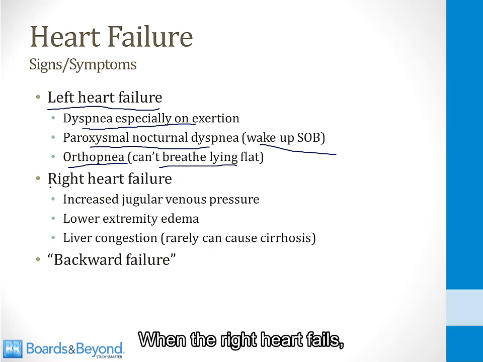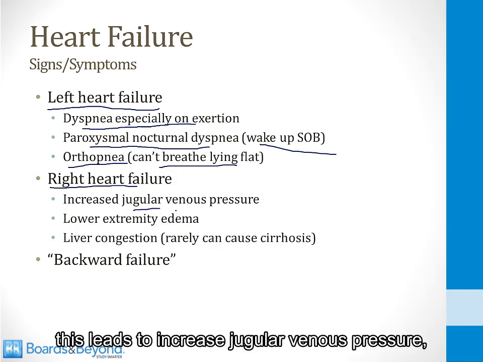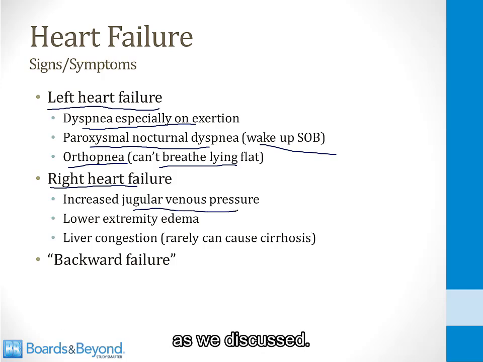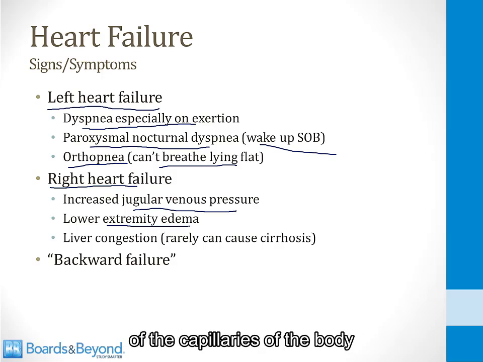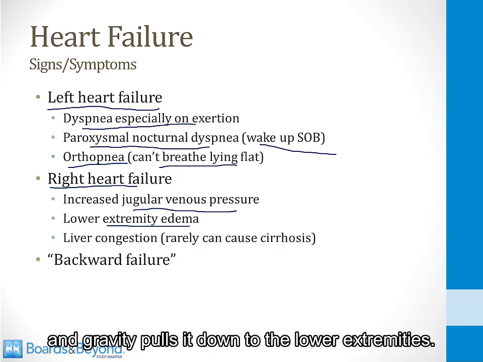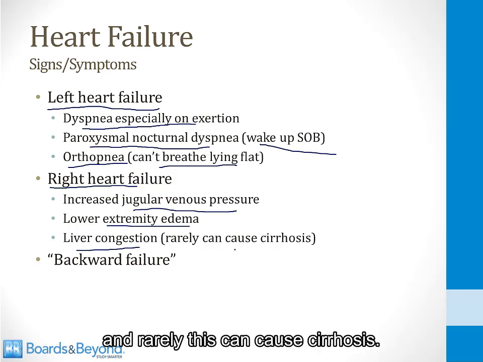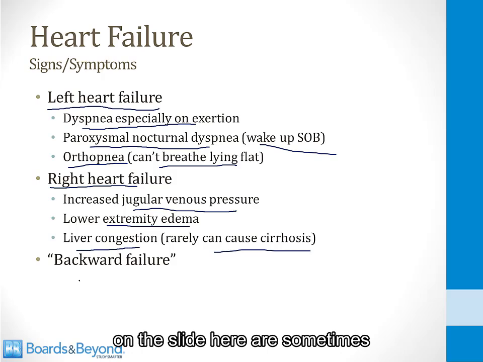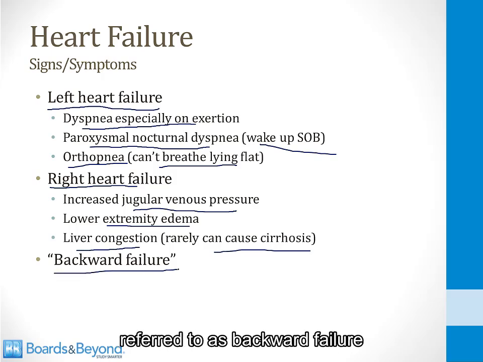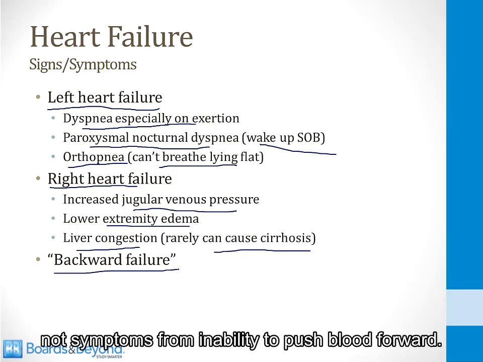When the right heart fails, meaning when there are high pressures in the right ventricle and right atrium, this leads to increased jugular venous pressure, as we discussed. That can lead to edema in the lower extremities. Basically, blood is pushed out of the capillaries of the body and gravity pulls it down to the lower extremities. It can also lead to liver congestion, and rarely this can cause cirrhosis. And these type of symptoms I've shown on the slide here are sometimes referred to as backward failure because they are all symptoms of blood backing up before the ventricle, not symptoms from inability to push blood forward.